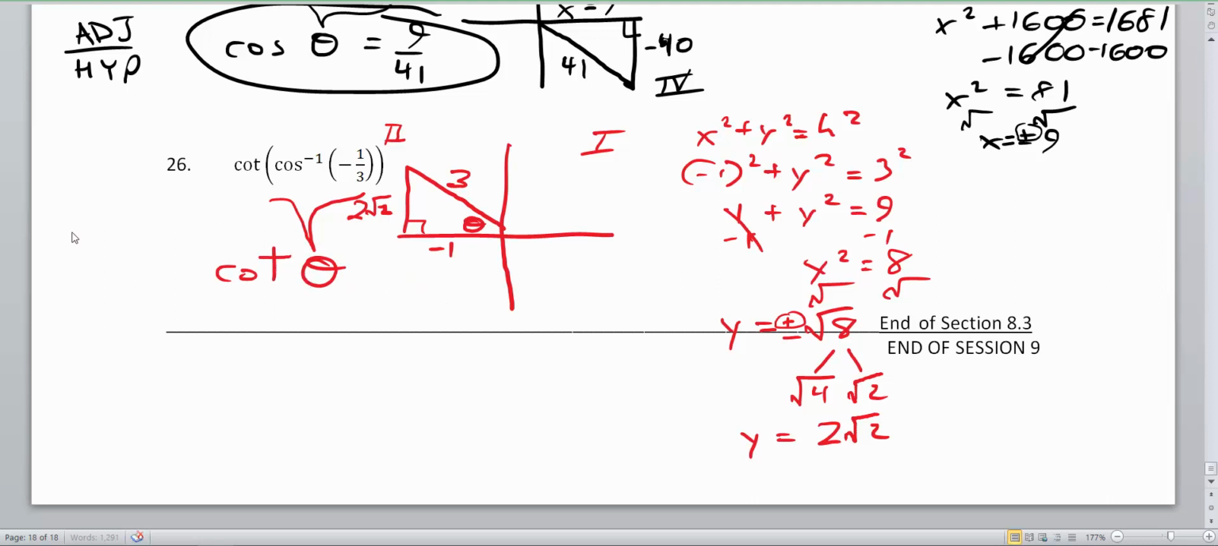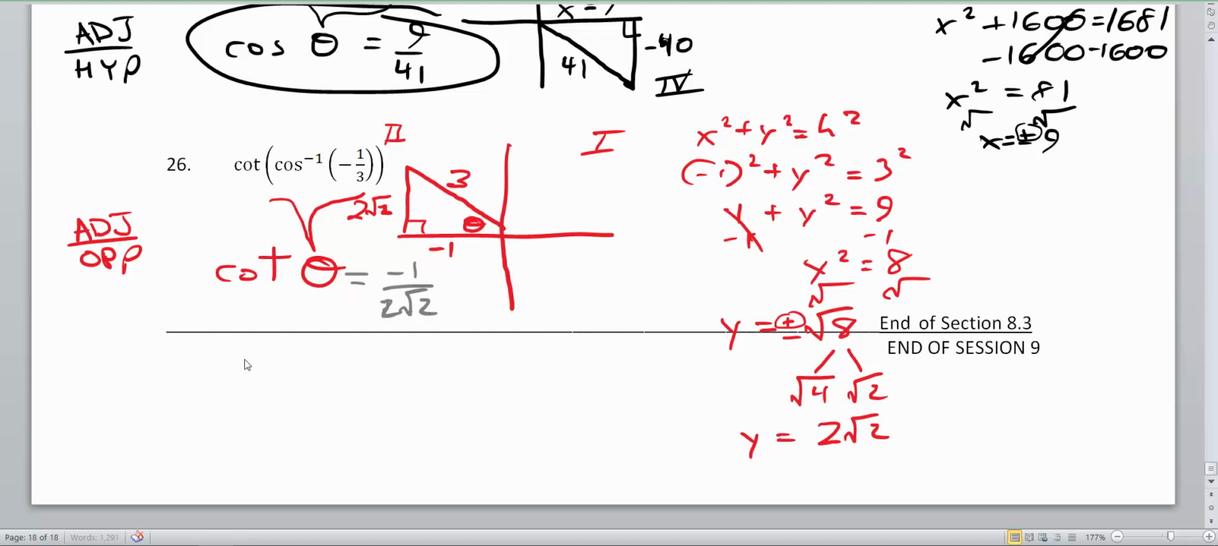Now the cotangent of theta is the reciprocal relationship of tangent. Tangent is opposite over adjacent, so adjacent over opposite is our cotangent. Now, if you're feeling like, oh, we're going to be done with this problem in a hot second, I hate to burst your bubble, because the cotangent of theta is going to be the adjacent side, negative 1, over the opposite side, which is 2 square root of 2, and we can't leave our answer like that because we can't leave a radical in the denominator.